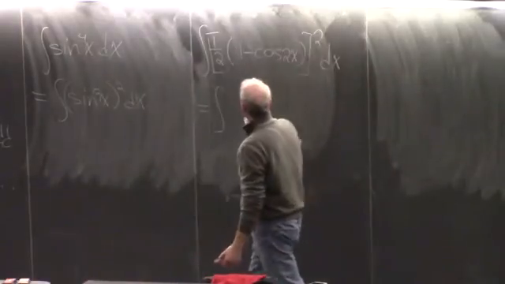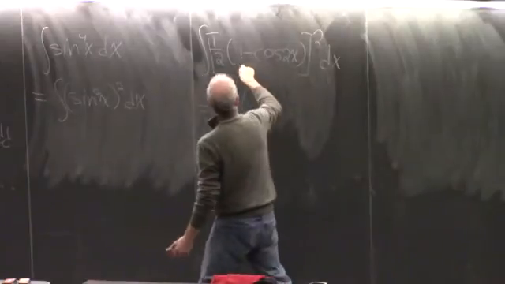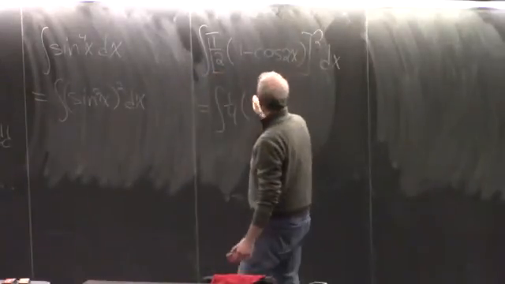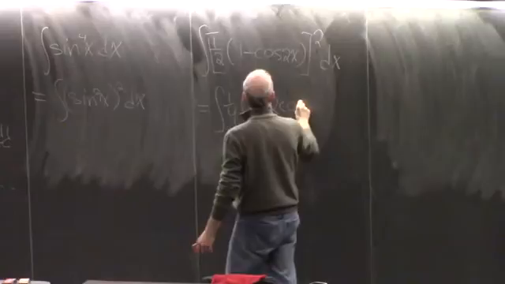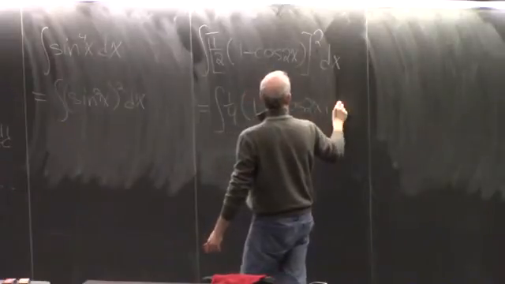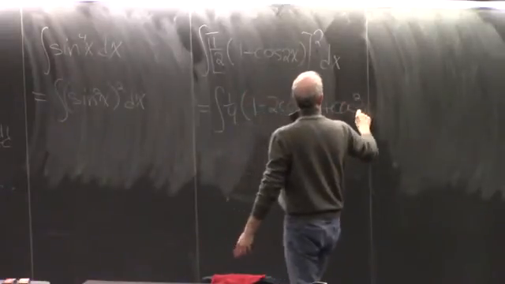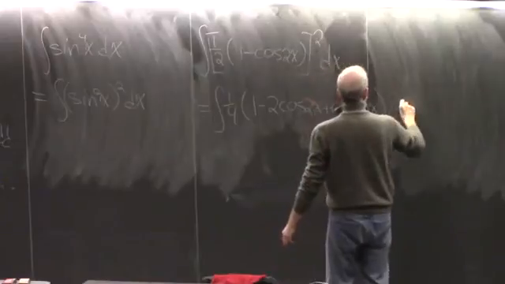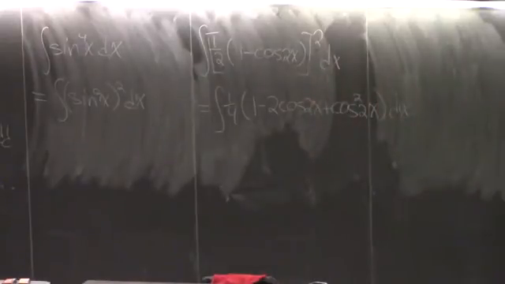So 1/2 squared is 1/4. Now, you have to FOIL that out. That's 1 minus 2 cosine 2x plus cosine squared 2x dx. So remember what I tell you about constants. The quarter isn't important. It's just quarter times the whole thing. So you could put the quarter outside of the integral.